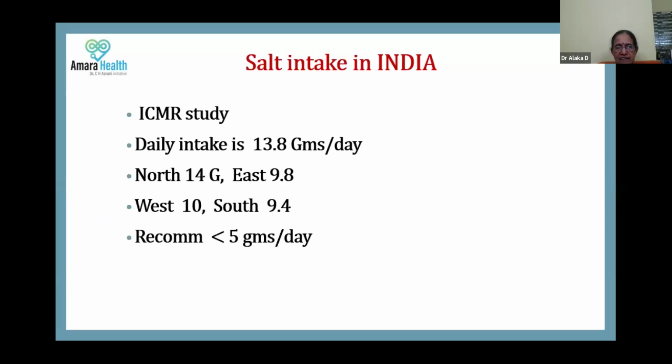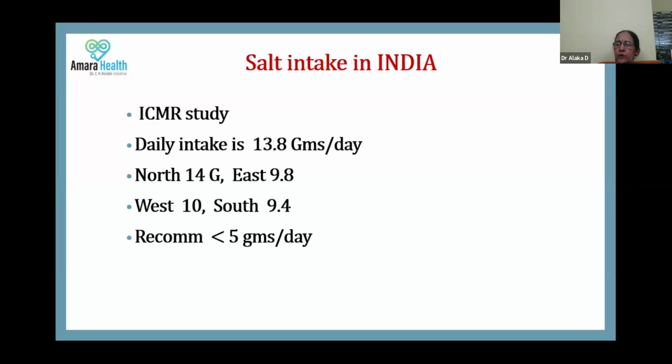The salt. The recommended salt intake is less than 5 grams per day. And how much salt are we Indians taking? We are taking more salt these days because most of our younger generation are getting so fascinated by American food, processed ready-made food, which has very high salt content. Dairy products, high content. An ICMR study shows the daily intake of salt in Indians is 13.8 grams per day.